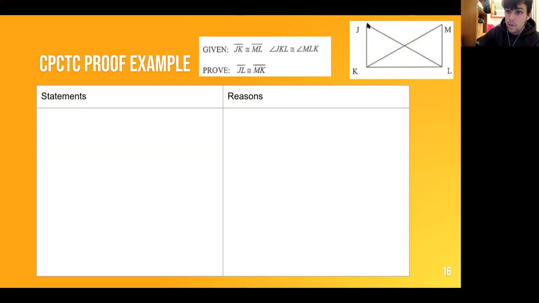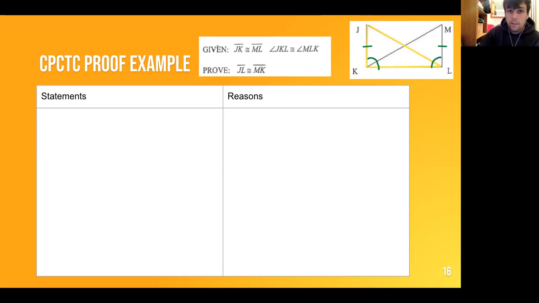Alternatively, we could be showing that this triangle here is congruent to the other one, the one that sort of overlaps with it, MLK right there. And that's actually what we're doing this time. But let's talk about why we would do it that way. So we are given that JK and ML are congruent. And we are also given that angle JKL, which is here, JKL, whole thing, is congruent to angle MLK.